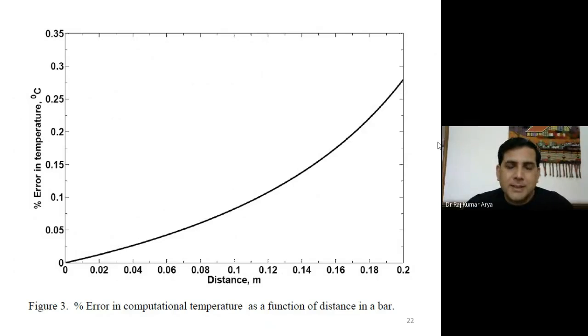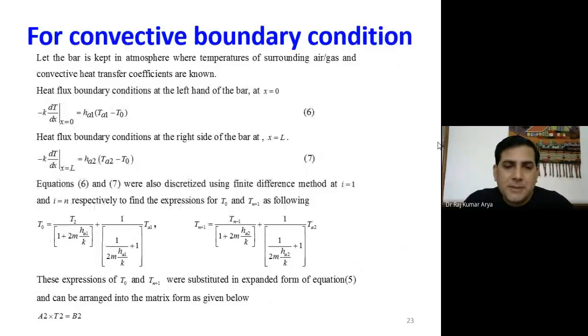Now, once that is done, let's change our program, which I was talking about in yesterday's class, or our formulation, for the convective boundary condition. We have talked previously only about the temperature boundary condition. Now we want to change the previous formulation just for convective boundary conditions. So as I told you yesterday, your convective heat flux is given by this.